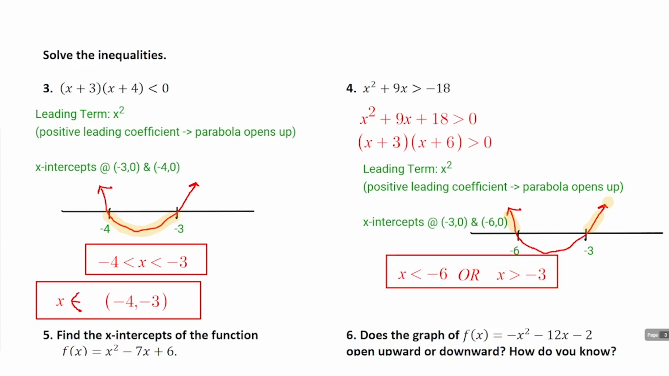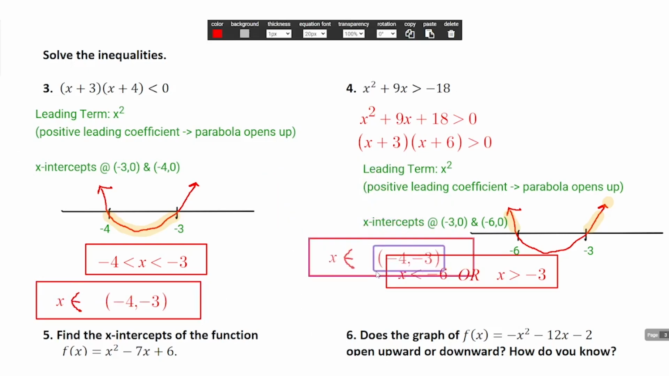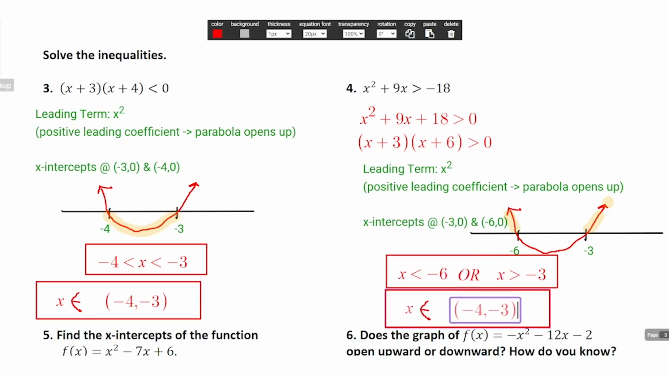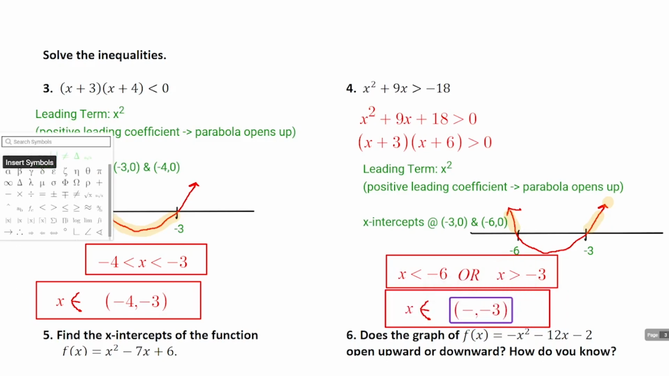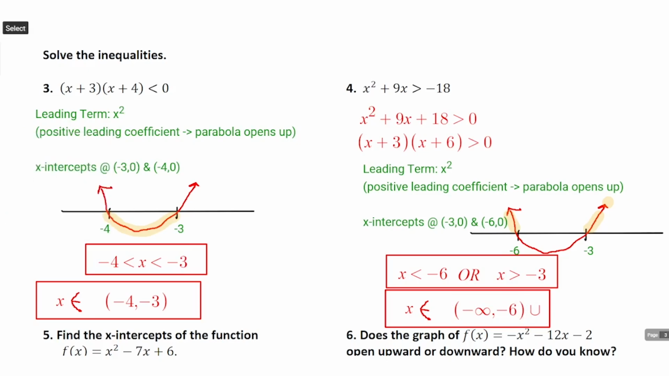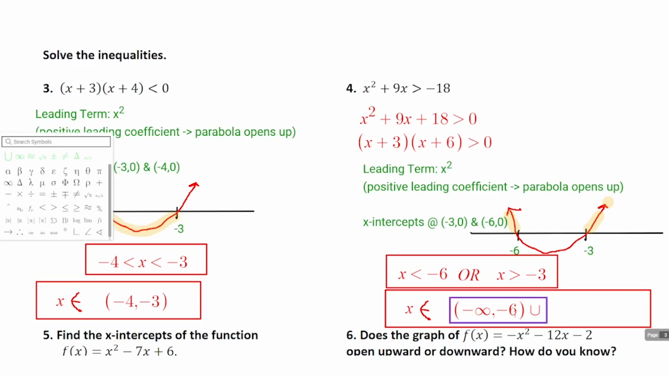Right, there we go. And then if I want to write it using set notation, there are two intervals here, because we've got where x is less than -6, so that'd be between -infinity and -6, and then union, so I use the U symbol, -3 to infinity.